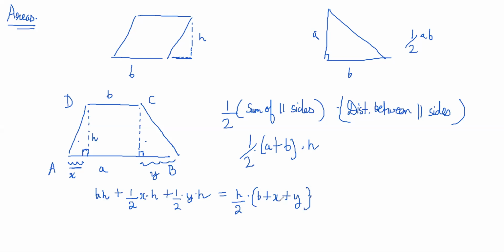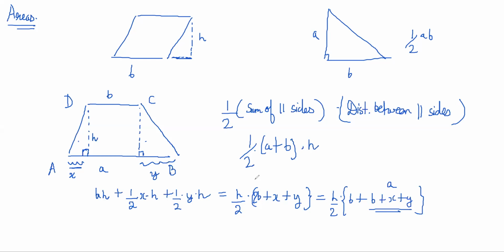I feel like I made a mistake somewhere. We can't take common further. Oh, it is 2B, no? 2B. Yeah, that was the mistake. H by 2 common, it is B plus X plus Y. And B plus X plus Y is A, right? Makes sense, everyone? So that is the trapezium area.